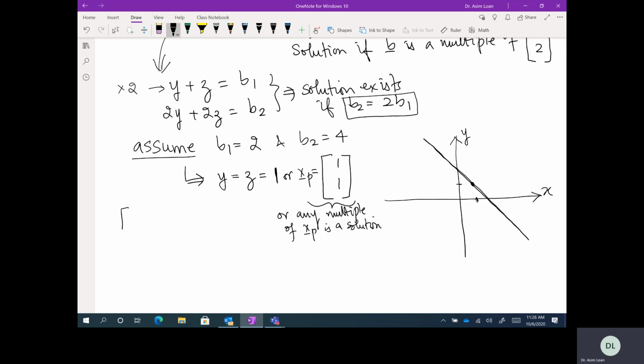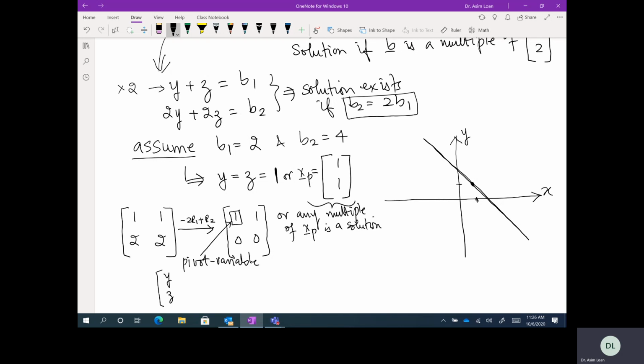So 1, 1, 2, 2. If I do minus 2 row 1 plus row 2, I'll get 1, 1, 0, 0. This is the pivot variable. So y is the pivot variable. Or y is equal to minus z. This is y plus z, so this implies y plus z equals 0. So y is equal to minus z.